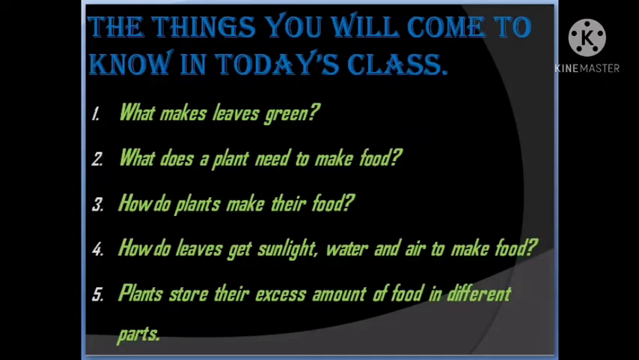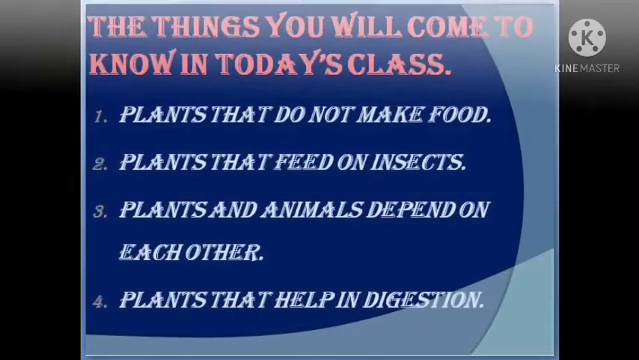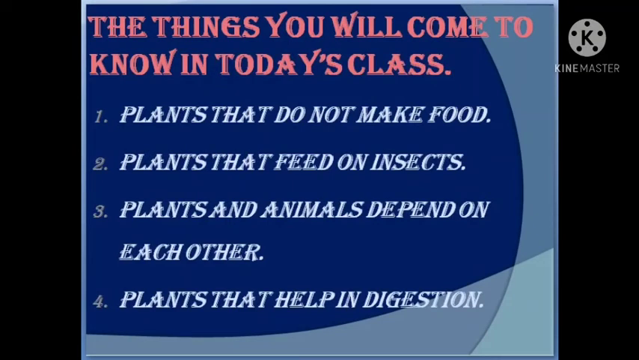What makes leaves green? What does a plant need to make food? How do plants make their food? How do leaves get sunlight, water and air to make food? Plants store their excess amount of food in different parts. Plants that do not make food. Plants that feed on insects. Plants and animals depend on each other. And plants that help in digestion.